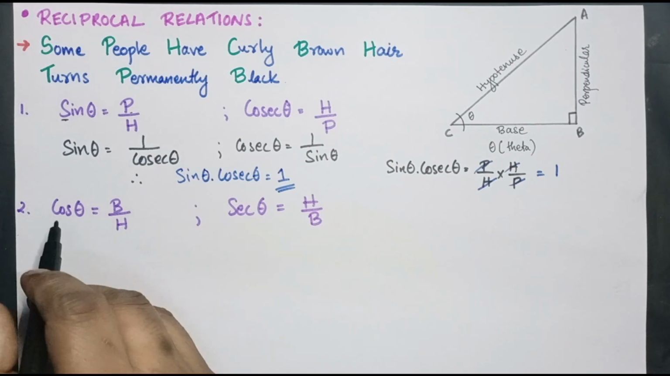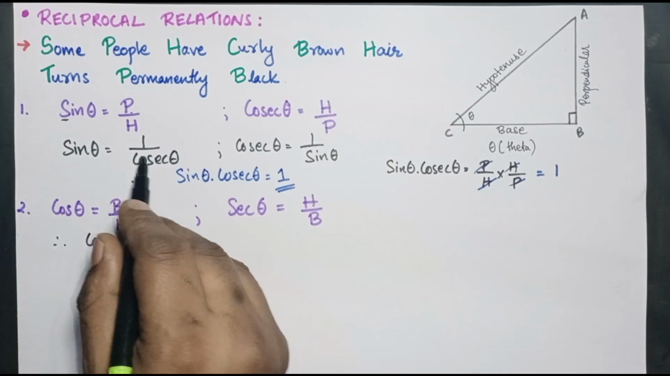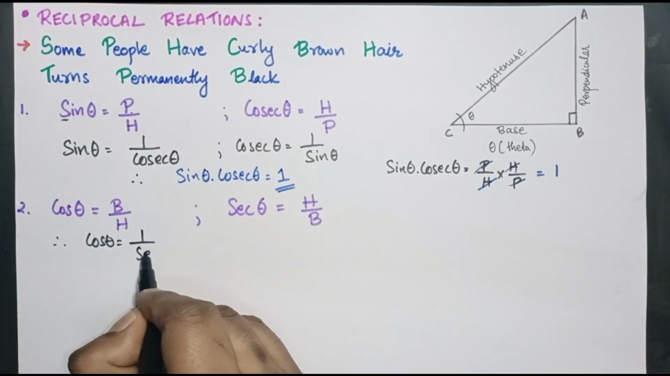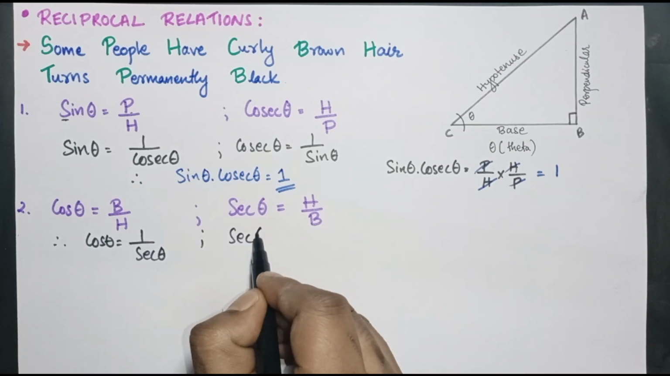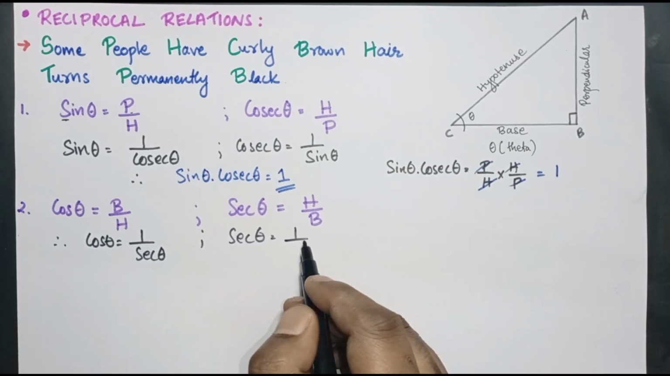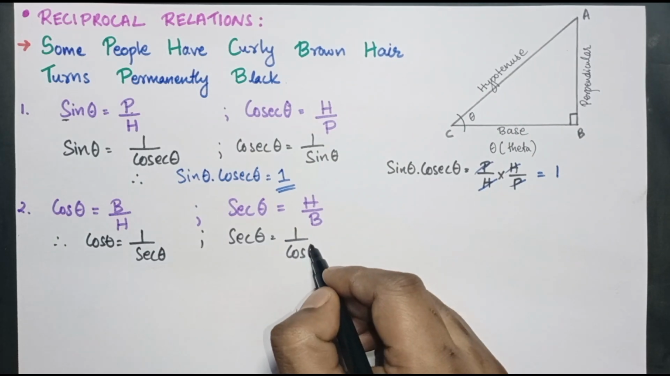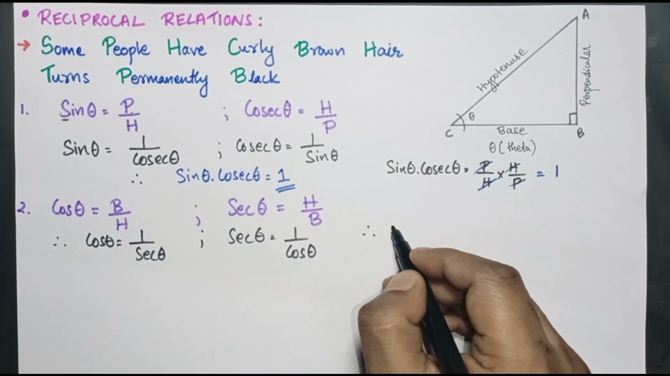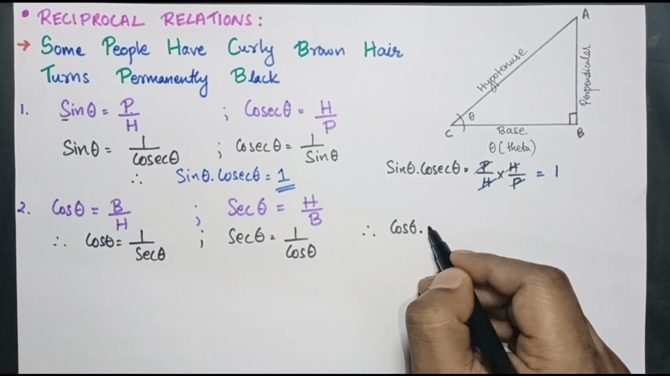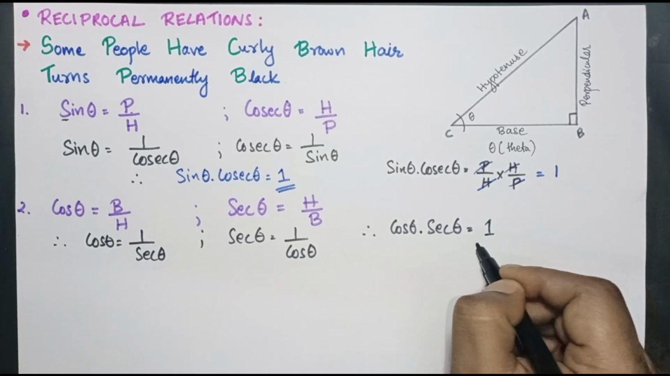Now similarly, what can I write? Cosec theta equals to, what can I write? Same. So it will be 1 by sec theta. Okay. Similarly, this side I can write sec theta equals to 1 by cos theta. Okay. So therefore, next formula also we can conclude. What we can conclude? Cos theta into sec theta equals to 1.